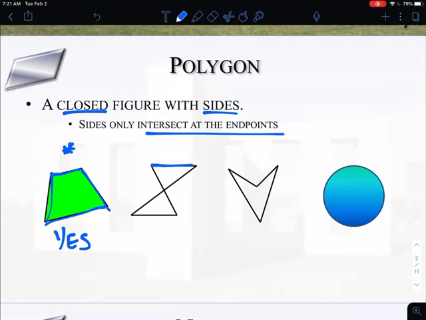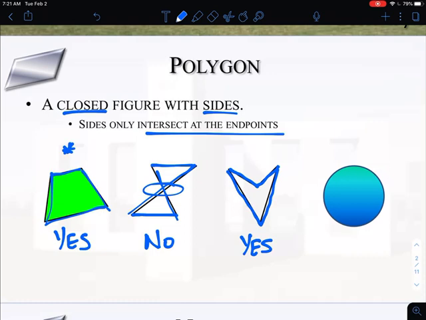Now, if we look at the second example, we do have sides. We have these sides here, and we have these sides here. And we have a closed figure, so there's no openings anywhere within the figure. But we notice right here, my two sides cross over one another, which is something that can't happen. So this would not be considered a polygon. In the third example, we have sides. We have a closed figure. There are no openings anywhere. And we notice that all the sides only meet at the endpoints. So this third object would, yes, be a polygon.